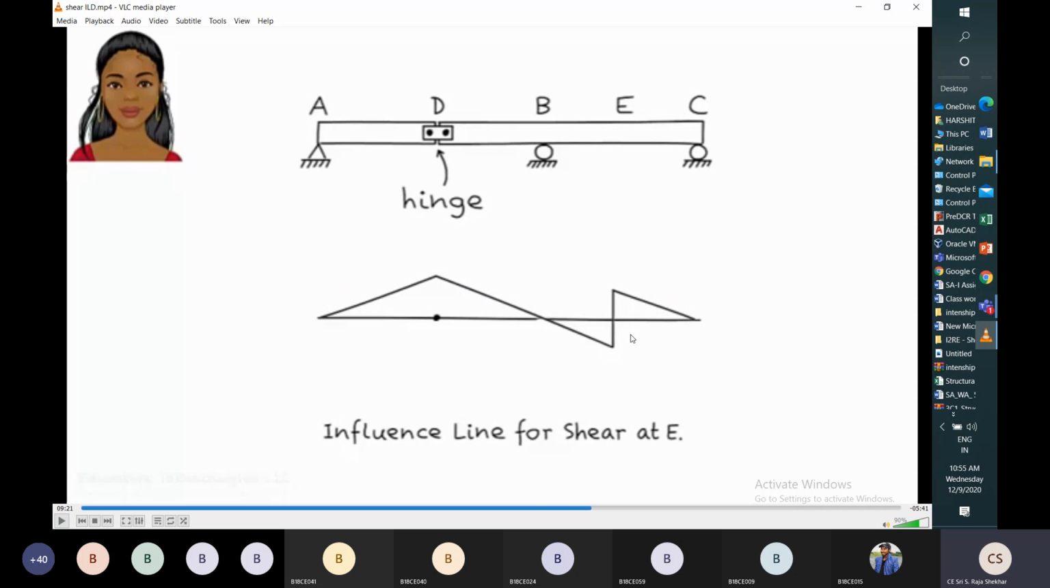How can you calculate this ordinate, Z by L? How can you calculate this ordinate, L minus Z by L? Z by L is nothing but BE by BC, and you will get this ordinate. EC by BC, you will get this ordinate. From the similar triangles, we can calculate these ordinates.